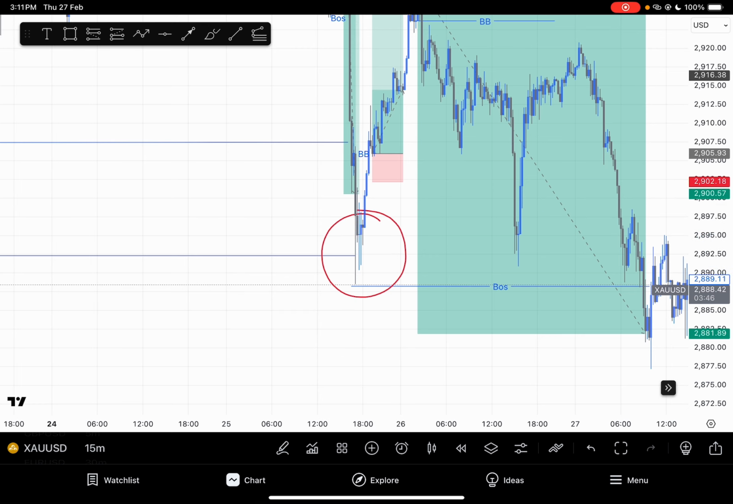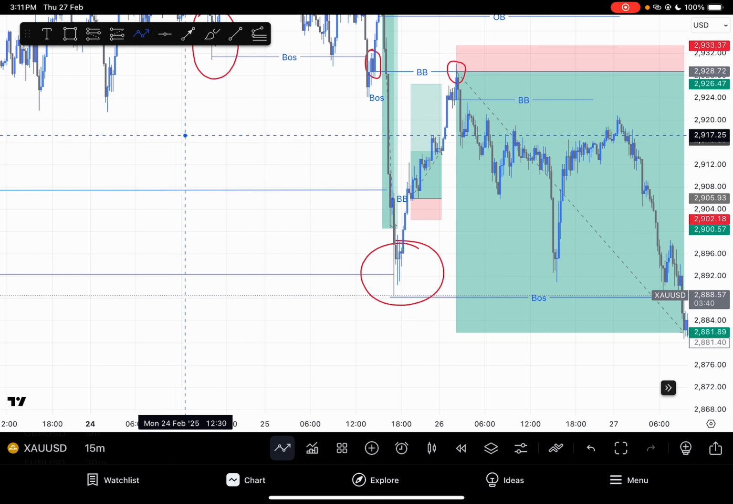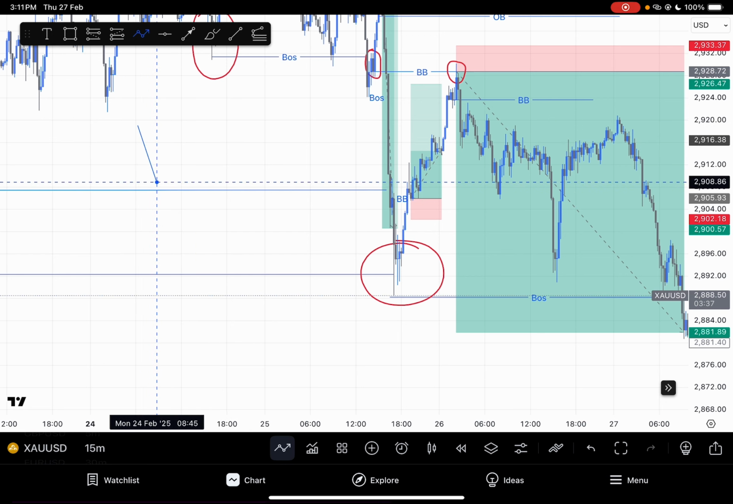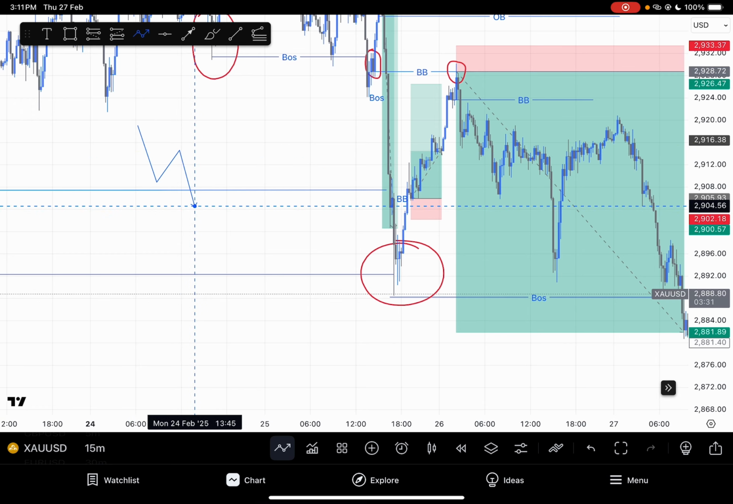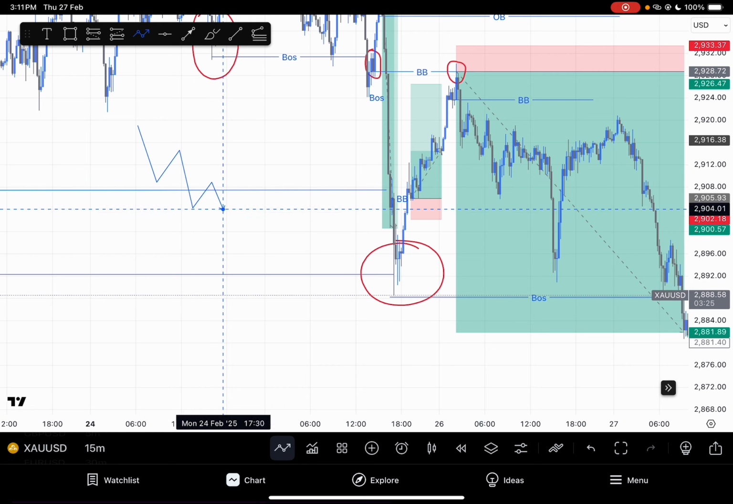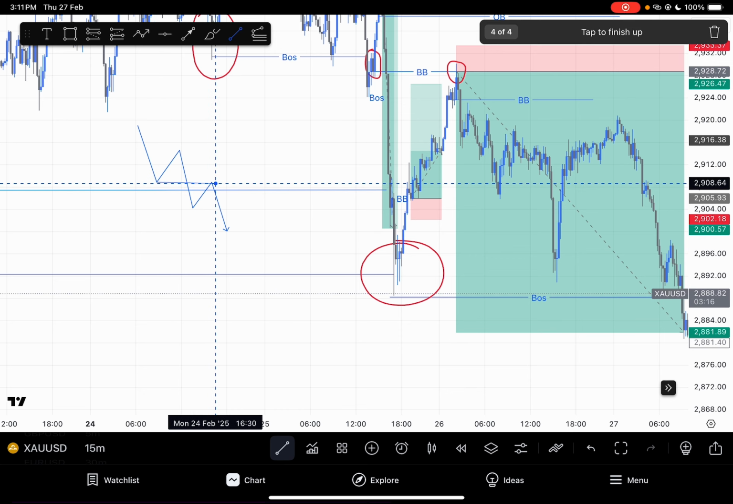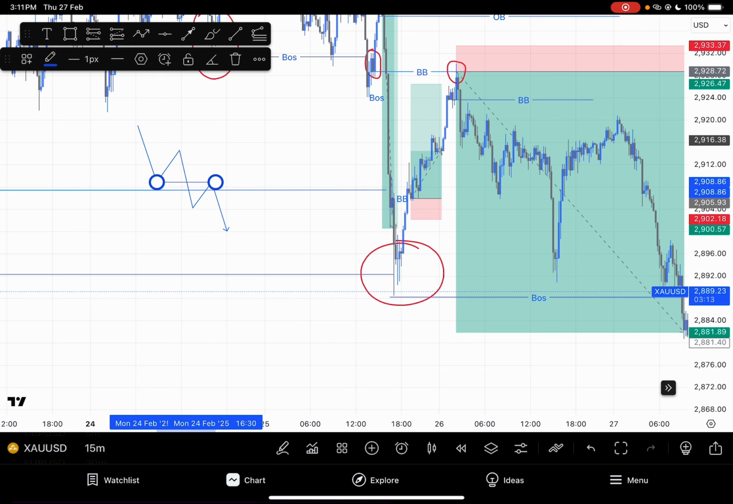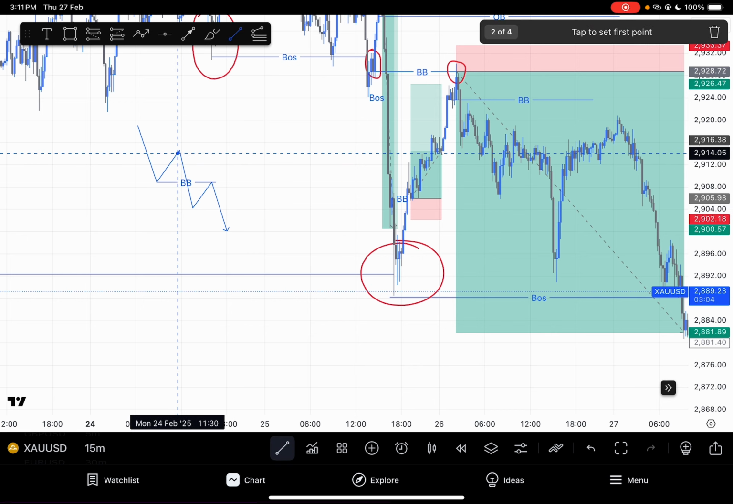So after this break of structure, what did I notice? Remember from the previous video, I always talk about how, when price is moving in a downtrend creating breaks of structure, price creates a break of structure just like this, then you see price come back to retest on the breaker block, then distribute to the downside. Now if there's a breaker block at this point, price retests on that breaker block, and there's also an order block here.